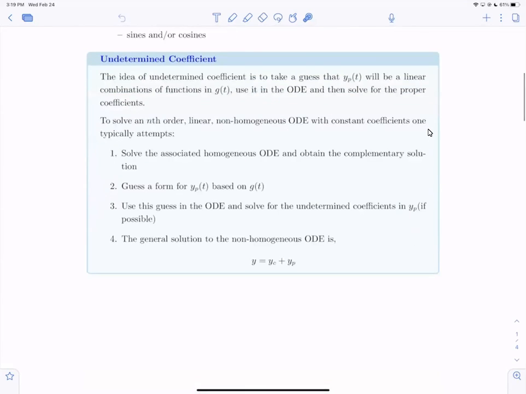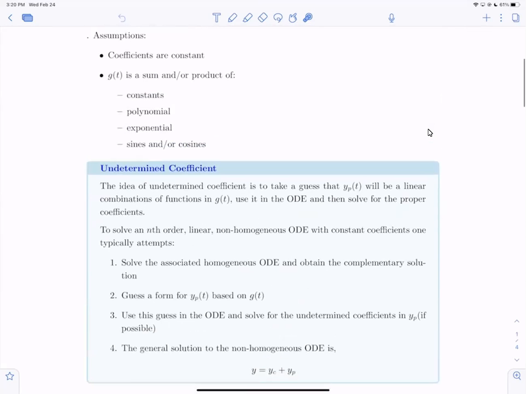So let's look at what undetermined coefficients is. The idea is to take a guess. You guess what your yp will be, a linear combination of the functions in g of t. So you will guess your particular solution based on your g of t. If it's a constant, you guess a constant. If it's a polynomial, you guess a polynomial. If it's exponential, you guess an exponential. And if it's sine or cosine, you guess sine or cosine. We will talk about how to take the guess later.